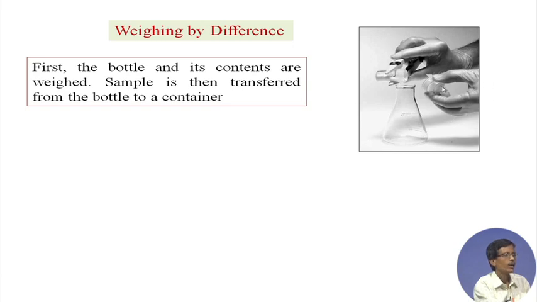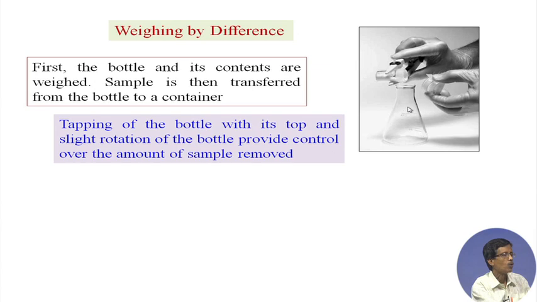Skoog's book has a photograph showing how we can transfer. We have gloved, protected hands, and we have some forceps, and this is the sample which is given to you in a weighing bottle. In our previous class, we saw how to use the weighing bottle. After the initial weight, that means the sample and the weighing bottle, you transfer the sample directly to this Erlenmeyer flask.